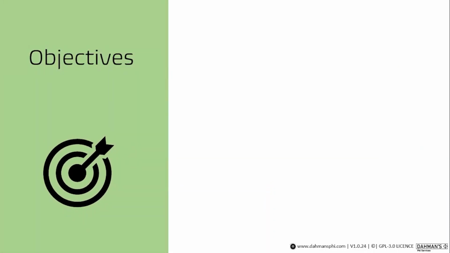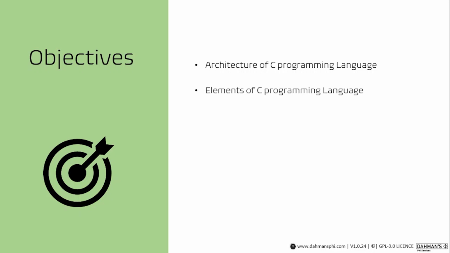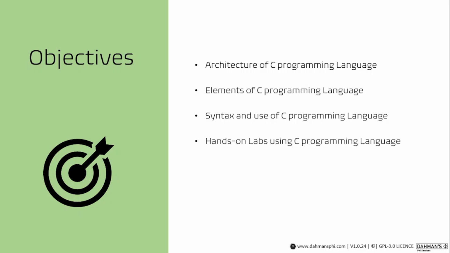By the end, the objectives of this playlist tutorial, as I have mentioned, are to understand the architecture of the C programming language, the elements of C, its syntax and use, and finally to do hands-on labs using C. As a result, you could consider yourself adding the skill of using this language not only for the main aim of programming a controller, but also for creating different types of applications. I hope the outlines are quite clear to you.